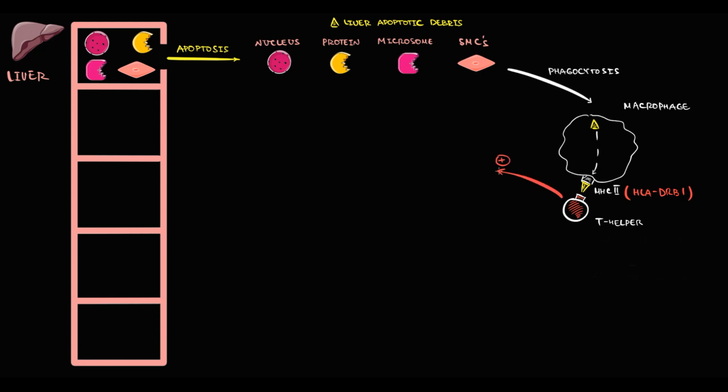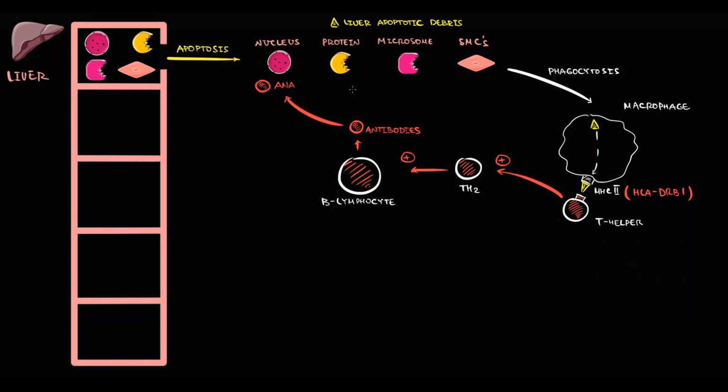First of all, T helpers differentiate into T helper type 2 cells. Type 2 T helpers cause activation of B lymphocytes. If B lymphocytes become activated, they begin to produce antibodies. First of all, they produce antibodies against nuclear material. We call them antinuclear antibodies.